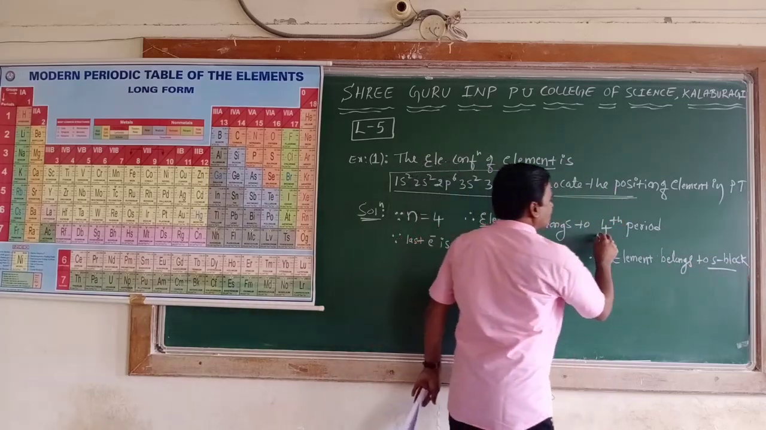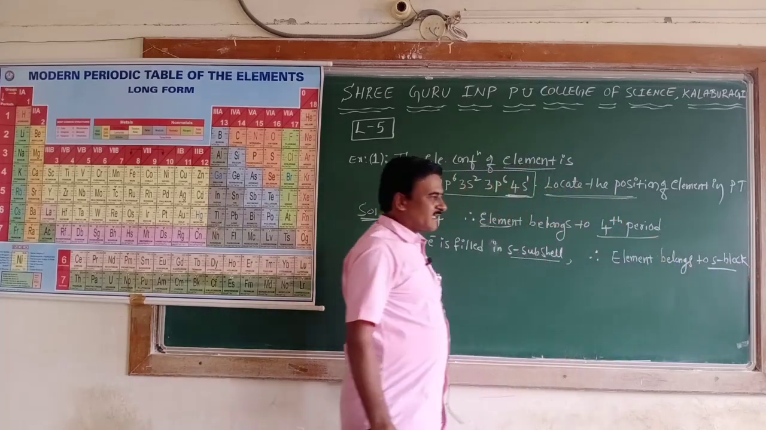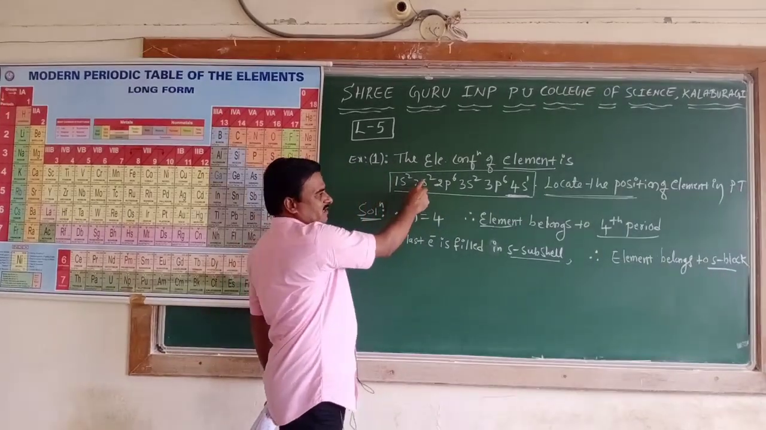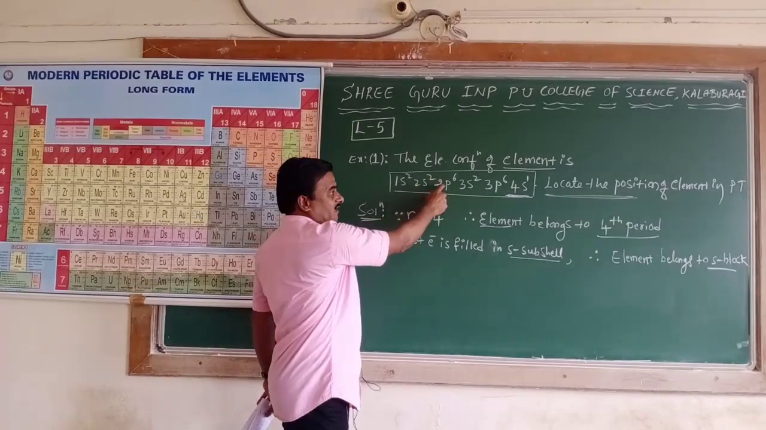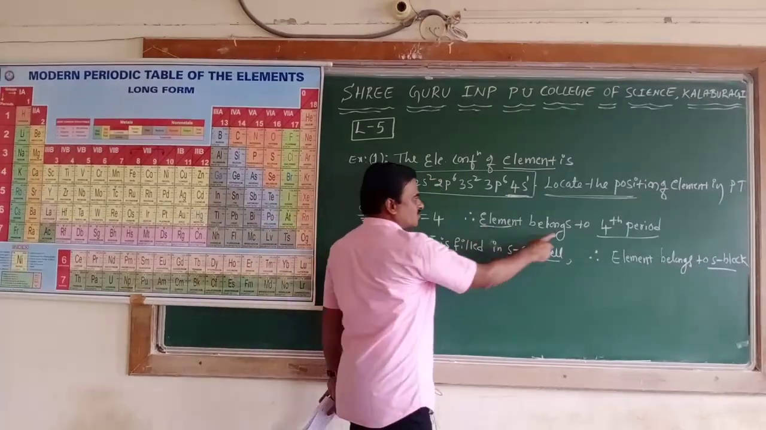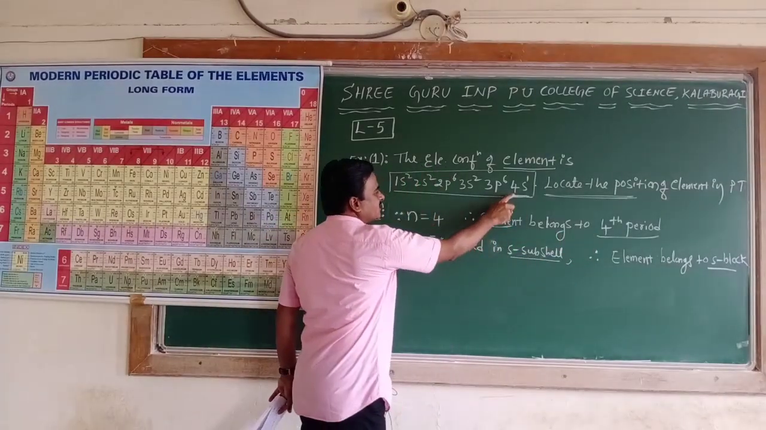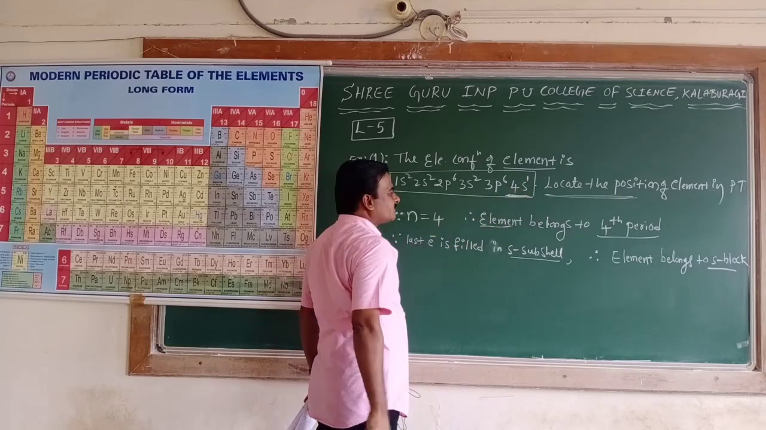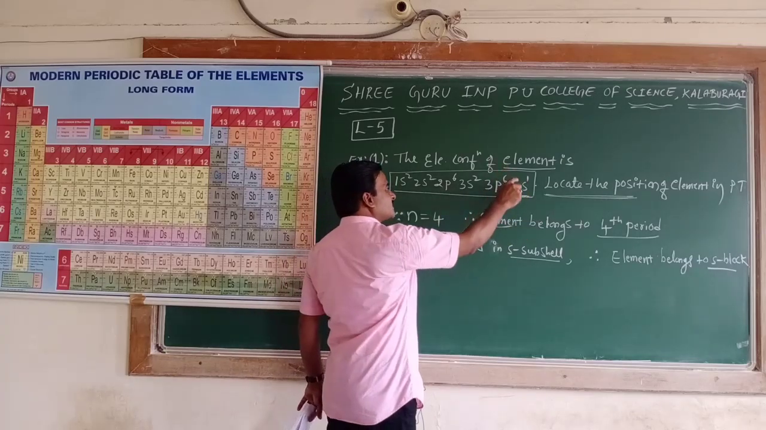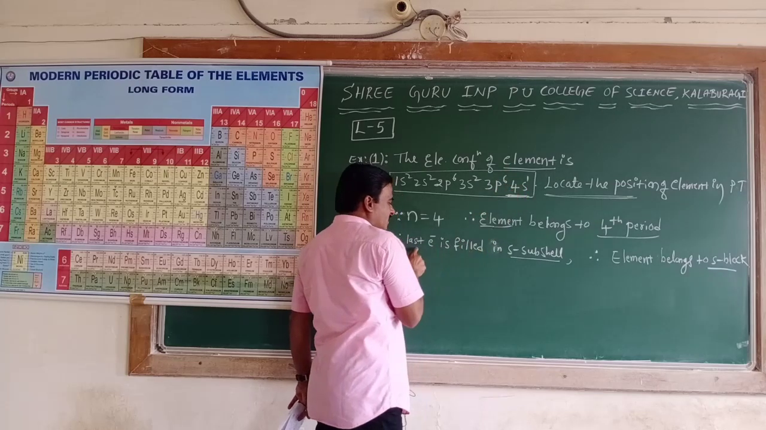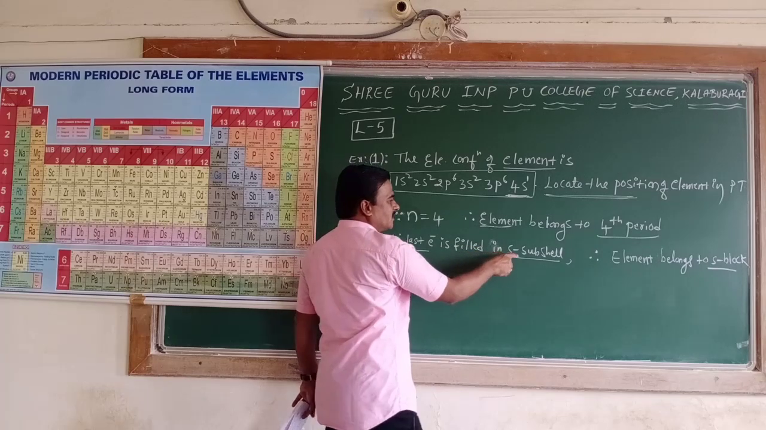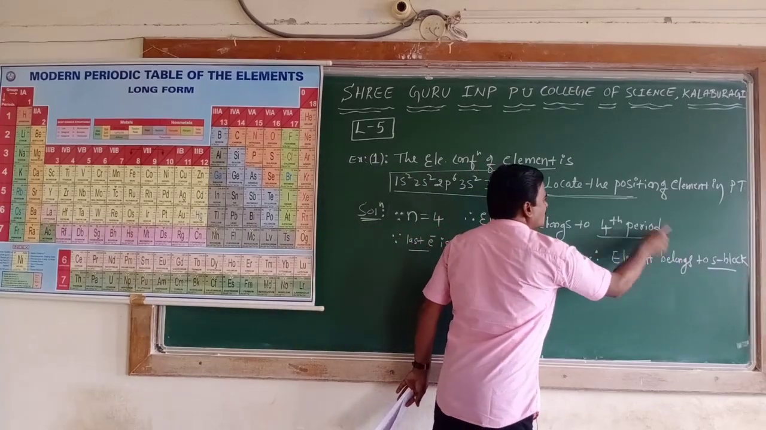First, we have located the period of the element with the help of the electronic configuration. It belongs to 4th period since the principal quantum number of the valence shell is 4. Second, since the last electron is entering into s subshell, the element belongs to s block.